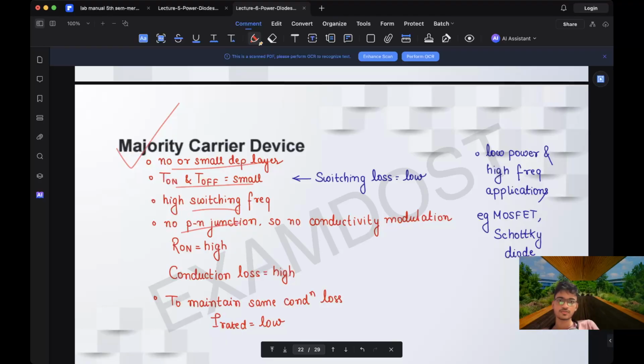There is no conductivity modulation. Why? Because there is no PN junction, there is no formation of depletion layer, and you can't form charges. R on will be high and the conduction losses will be high, so to maintain the same conduction loss, the I rated should be low. So it is a low power and high frequency application, like MOSFET and Schottky diode.